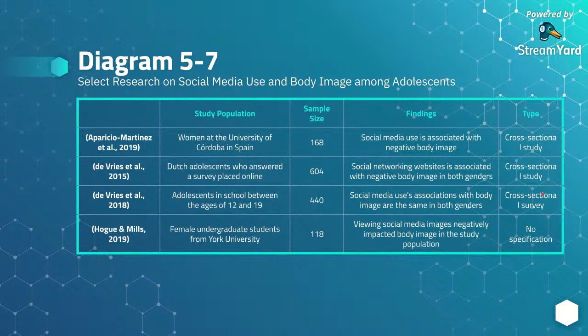This cross-sectional study came to the same conclusion. The final study I'll discuss was a paper in the journal Body Image. 118 female undergraduate students from York University were analyzed. The authors found that viewing social media images negatively impacted body image in the study population, but did not mention what type of study it was. However, note that this study was small, not generalizable, and there was a potential for response bias.